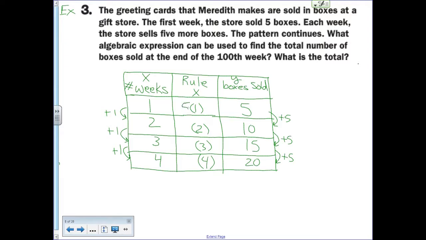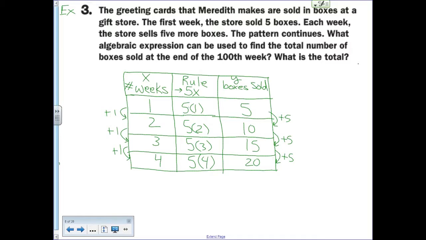So let's go back and try multiplying by 5. 5 times 1 is 5. 5 times 2 is 10. 5 times 3 is 15. And 5 times 4 is 20. So it appears that the rule is to take 5 times x. And we would write that up in our rule box. 5 times x will give me y.